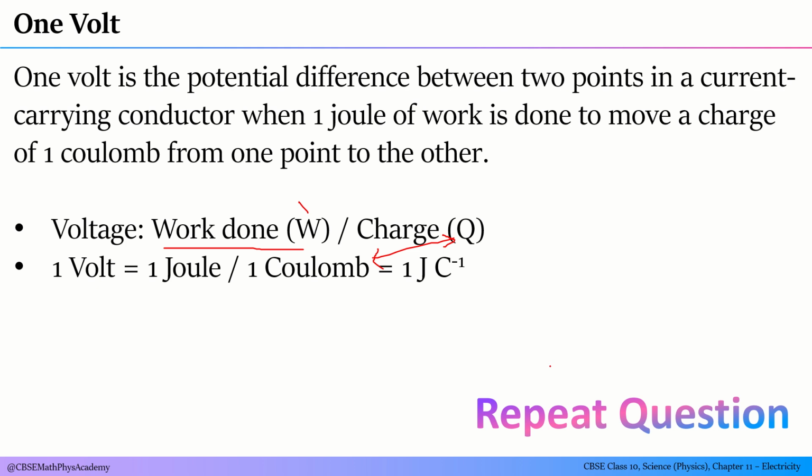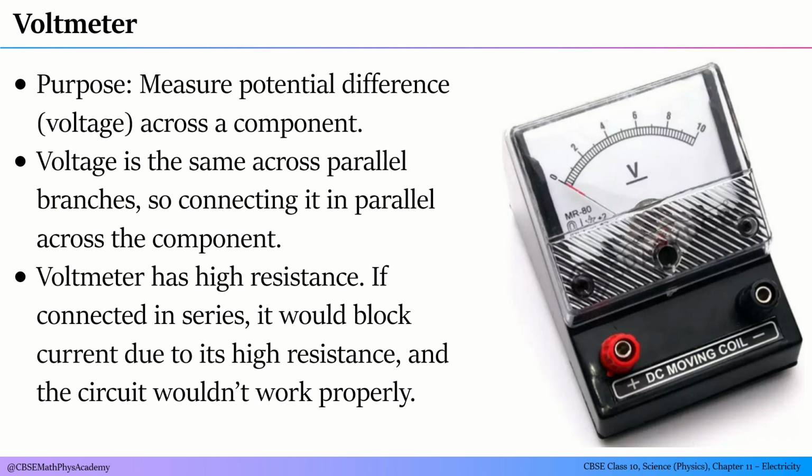So this is again a repeated question. We will discuss more when we talk about board exam papers. And we saw that a voltmeter is used to measure volts. The purpose of a voltmeter is to measure potential difference across a component. It is applied in parallel. See, now here you have to note the ammeter was connected in series, whereas the voltmeter is connected in parallel, so that you are measuring the voltage or the potential difference across two ends of a circuit.